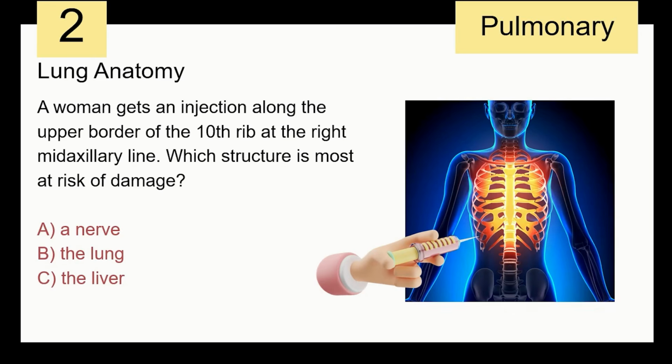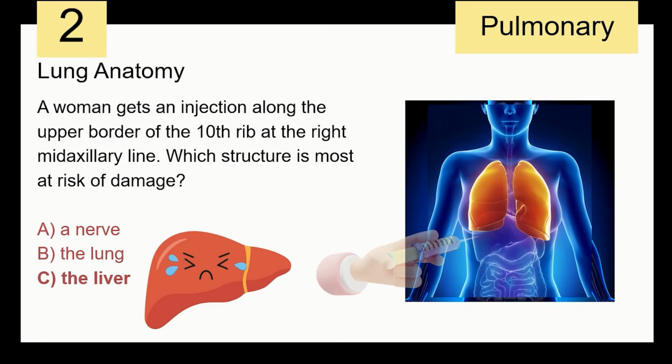All right, question 2. A woman gets an injection along the upper border of the 10th rib at the right mid-axillary line. Which structure is most at risk of damage? A nerve, the lung, or the liver? Well, it's not a nerve, because a nerve would be along the lower border of the rib. And since we're at the 10th rib, this is more likely going to be an organ and not the lung, so here it's the liver.